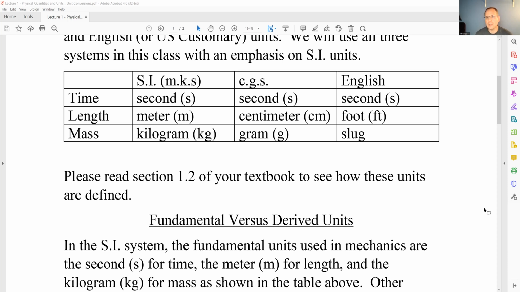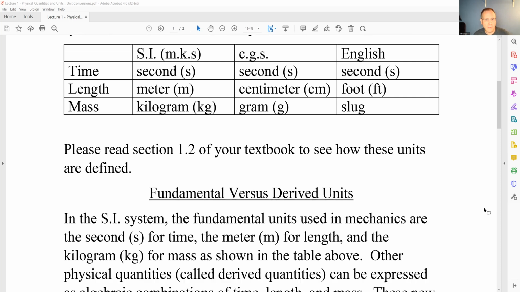And then for the English or US customary units, time again is seconds. So it's seconds for all three different sets of units for the unit of time. Length is the foot, abbreviated by ft. And then mass is the slug, which has no abbreviation. Now, these particular units have very particular definitions. And if you're interested, you can look at our textbook in section 1.2, and you can see how these various units are defined.